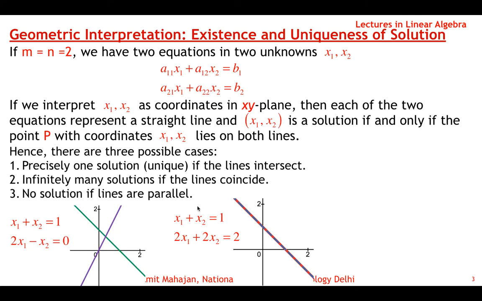And the third case is when the two lines are parallel. If I take the system of equations to be x1 plus x2 equal to 1, that's this red line here, and x1 plus x2 equal to 2, that's this blue line. You see that these two lines are parallel and they will never meet. So this system of equations is inconsistent. There is no solution, no values of x1, x2 for which both the equations can be simultaneously satisfied.